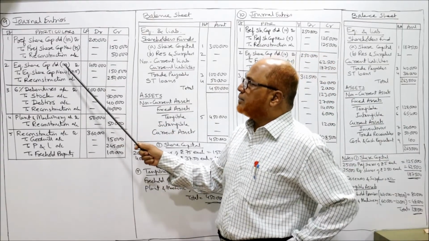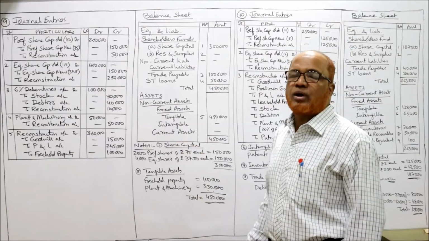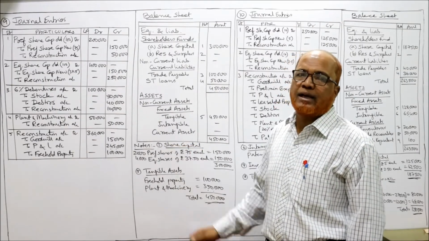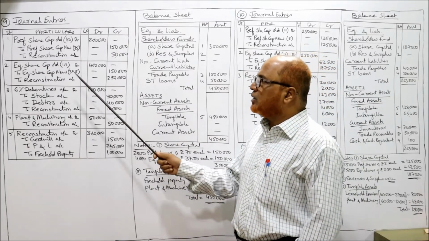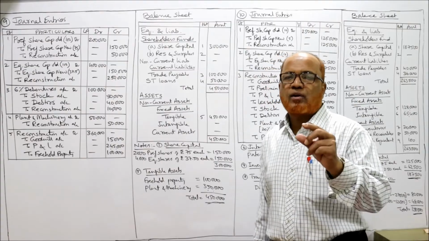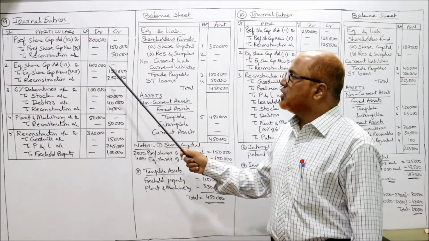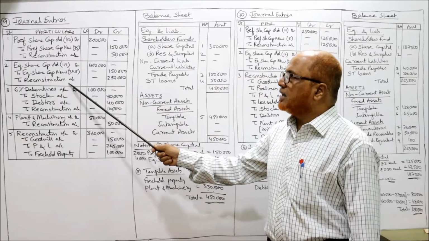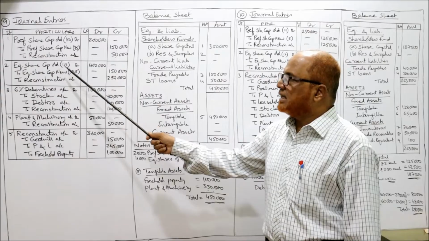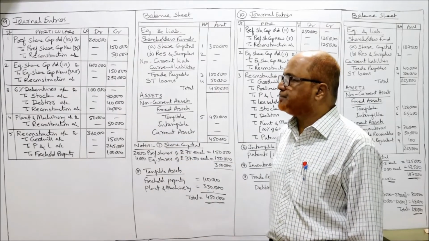Now equity share capital old 100 rupees. So earlier there were 4,000 equity shares of rupees 100 each, 4 lakh. We are cancelling the old equity share capital. New equity share capital 37.5. The face value has been reduced from 100 rupees to 37.5. So say 1 lakh 50,000. Reconstruction 2 lakh 50,000. Being the old equity share capital cancelled, new equity shares issued, the balance transferred to reconstruction.